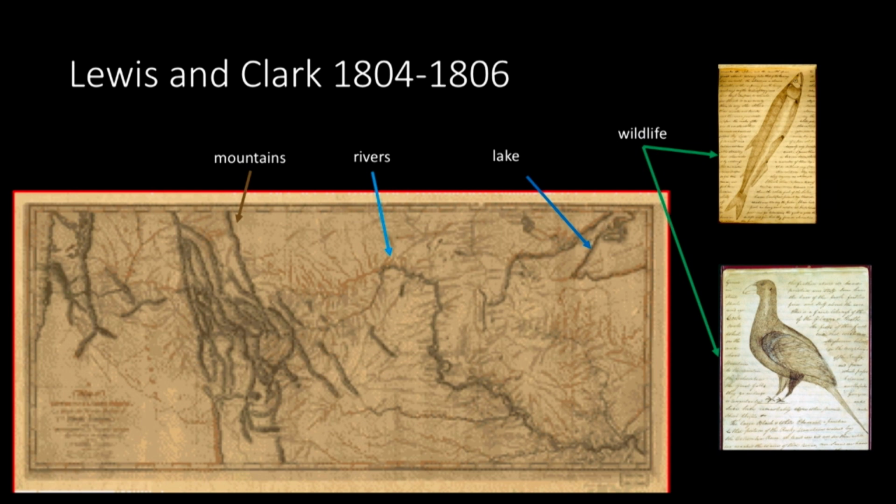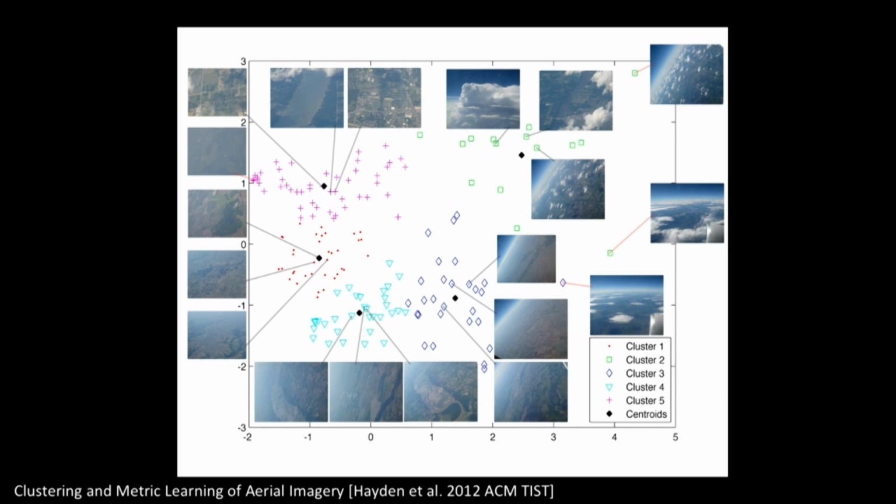Their map describes things in terms of mountains, rivers, and lakes, and when they saw wildlife, they took samples and drew pictures. And what we would like is for our artificial intelligence system to go to an alien world and develop these kinds of constructs on their own. And what would it do?